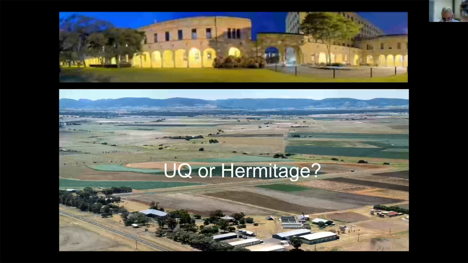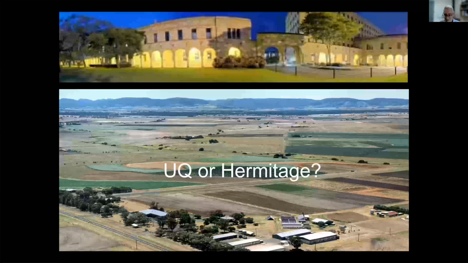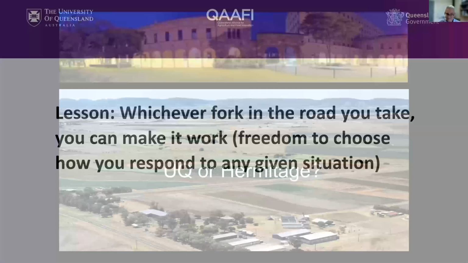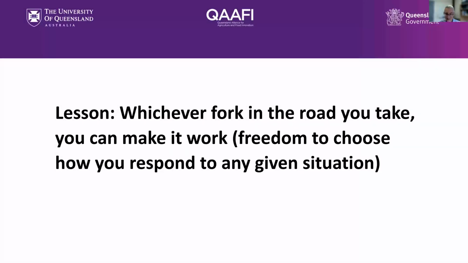So I switched courses pretty quickly, and the government said, well, we've got a position at Hermitage as a crop physiologist. Would you be interested in that? And I went down and had a look, and it looked like a great opportunity. So that's where we ended up. And the lesson here is whichever fork in the road you take, you can make it work, because we have this freedom to choose how we respond to any given situation, which is an extraordinary thing.